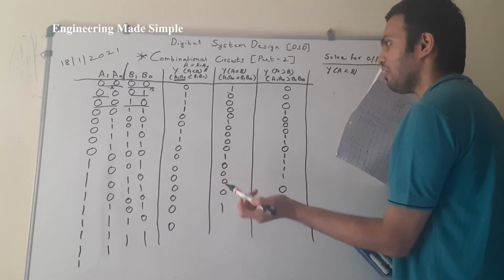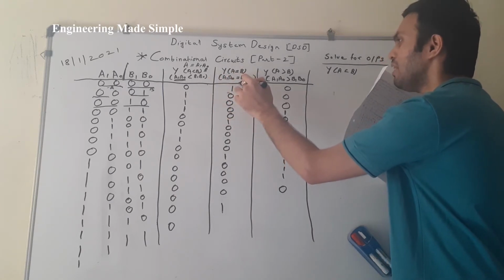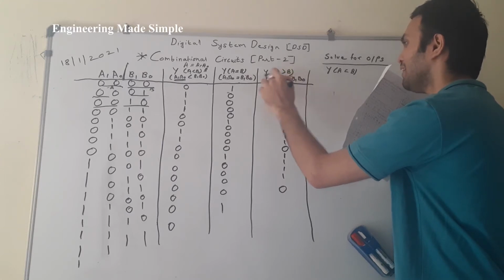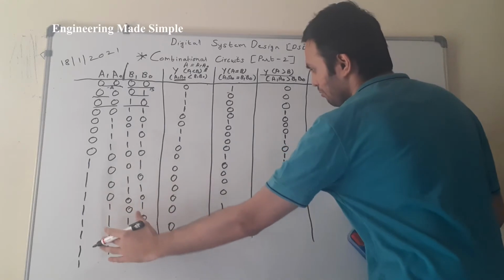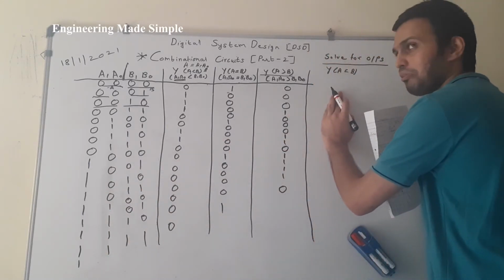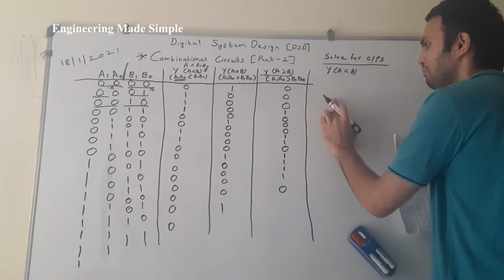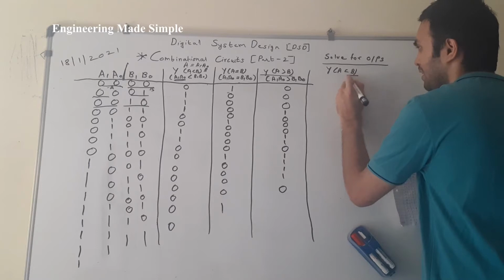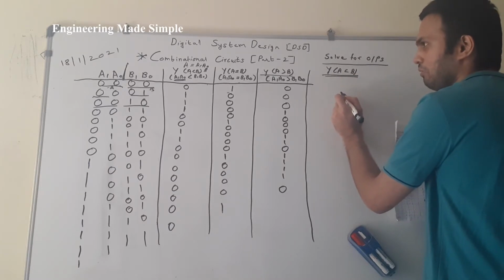Now you can solve for these three outputs, that is y when A is less than B, y when A is equal to B, and y when A is greater than B. So now we have three outputs and we have input variables, and we want to derive a combinational circuit out of it. How will we do that? We will solve for these three different outputs in order to get the equations. For that we will make use of the K-map simplification technique.